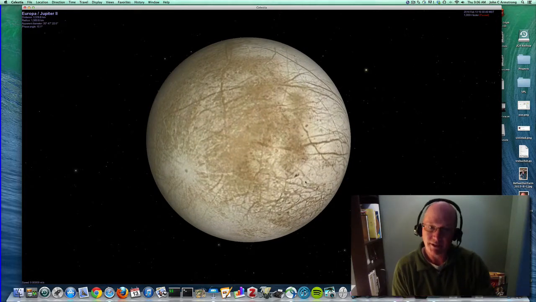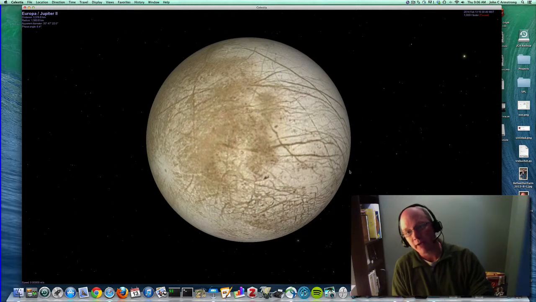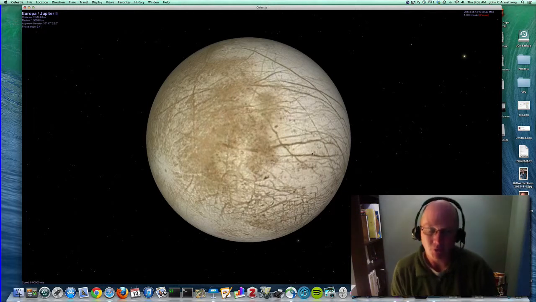So Europa is an interesting place to think about going to look for life, because if water is the one requirement for life, then Europa has plenty of it. It just happens to be beneath this icy crust. The other thing is these dark red channels on the surface of Europa are full of organic material.